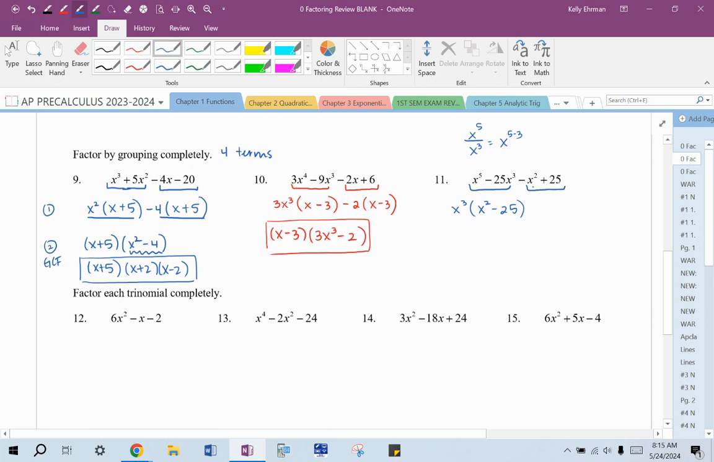And then I almost have that, but I have kind of the exact opposite. I have negative x squared plus 25. So you can factor out a minus 1. And I like to show a minus 1 instead of just a negative sign to remind myself what I just did. Because I can factor out this x squared minus 25. It's a GCF. That would leave me with x to the third minus 1.